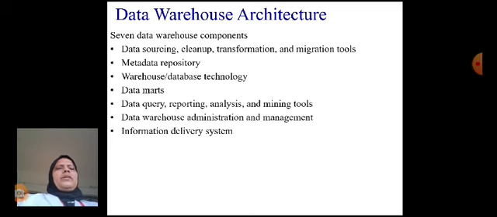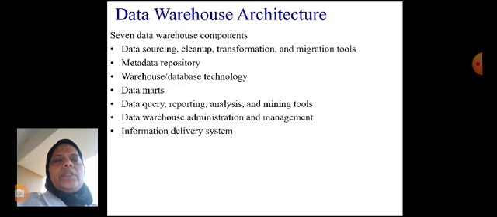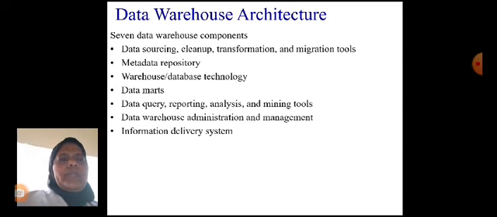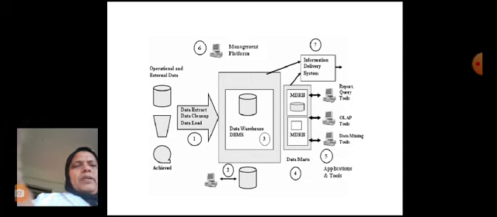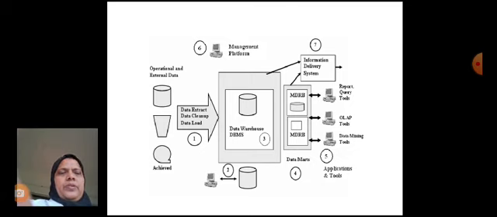The next topic, data warehouse architecture. Seven data warehouse components are used in data warehouse architectures, such as data sourcing, cleanup, transformation and migration tools. Actually, this is the architecture. So there are seven components here.